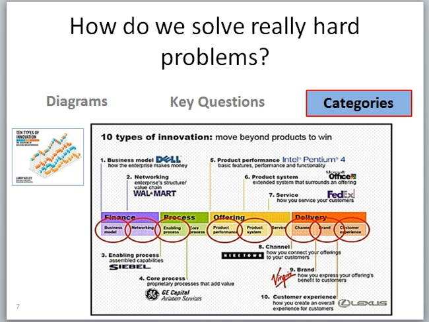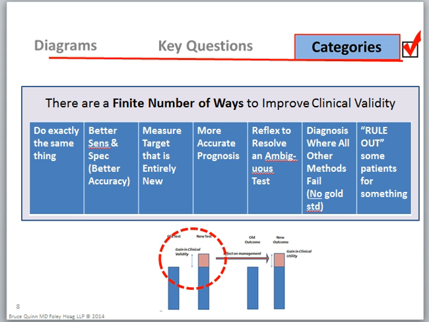So a way that we approach really hard problems is often to use categories. This is a great book called 10 Types of Innovation by Larry Keeley, and he says that if you look at all different kinds of products in the real world or on the internet or on your smartphone, there are 10 basic kinds of innovation. It could be more features, simpler to use, cheaper, delivered faster, more variety, more customer service, and so on. So we asked, are there a finite number of ways to improve clinical validity? And in this course, we argue that there are 7 that we'll talk about.